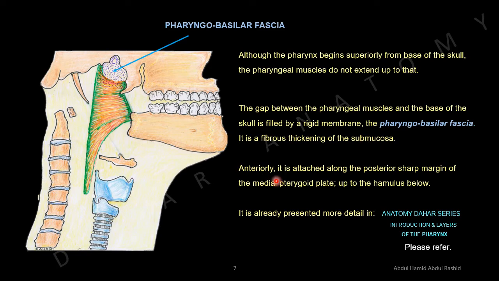Anteriorly, the pharyngobasilar fascia is attached to the posterior sharp margins of the medial pterygoid down to the hamulus. Pharyngobasilar fascia is explained in detail already in the Anatomy DAHAR series, the pharynx, introduction and layers.